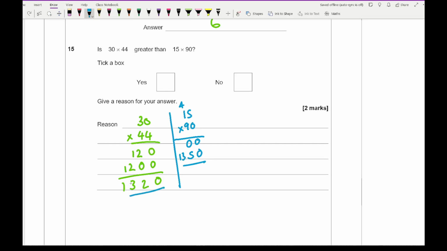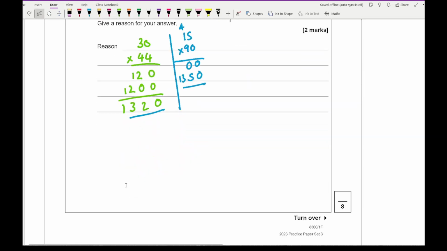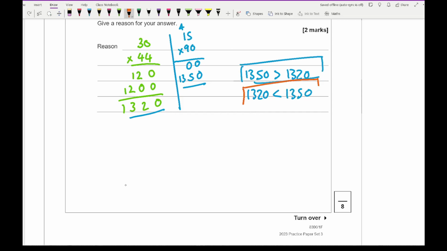The other answer is 1,320. So is it greater? The answer is no. And then again, you could write 1,350 is greater than 1,320, or you could write 1,320 is less than 1,350. So any of those would be absolutely fine if you're wanting to go a little bit extra in terms of your explanation.